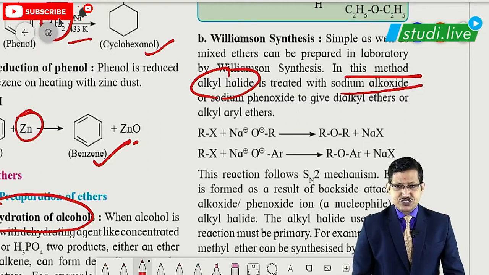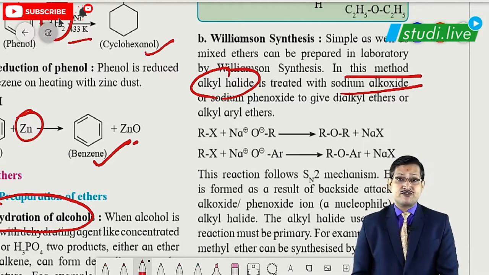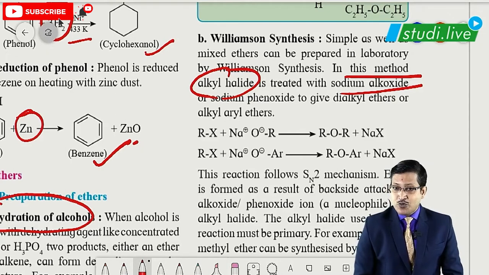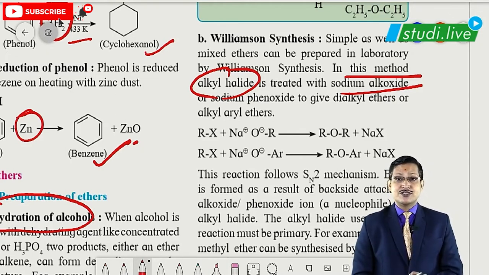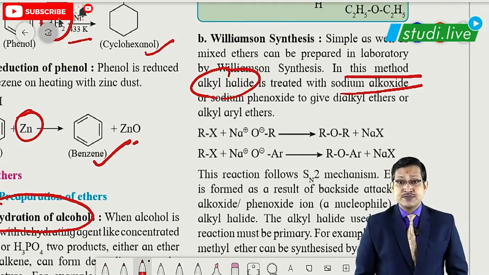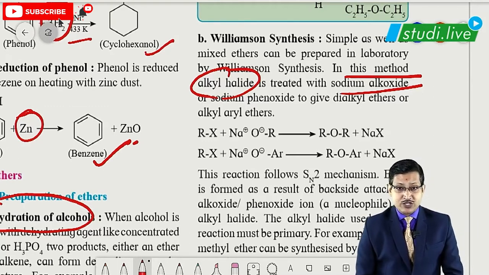Whenever you are studying any reactions, two things are very important. You know the name of the reactants and you know the name of the product formed. That is something very interesting and very important. Same way, when I say Williamson synthesis, what do you understand? The first thing, yes, alkyl halide. Second important thing, sodium alkoxide. So two words that you need to pay attention to.